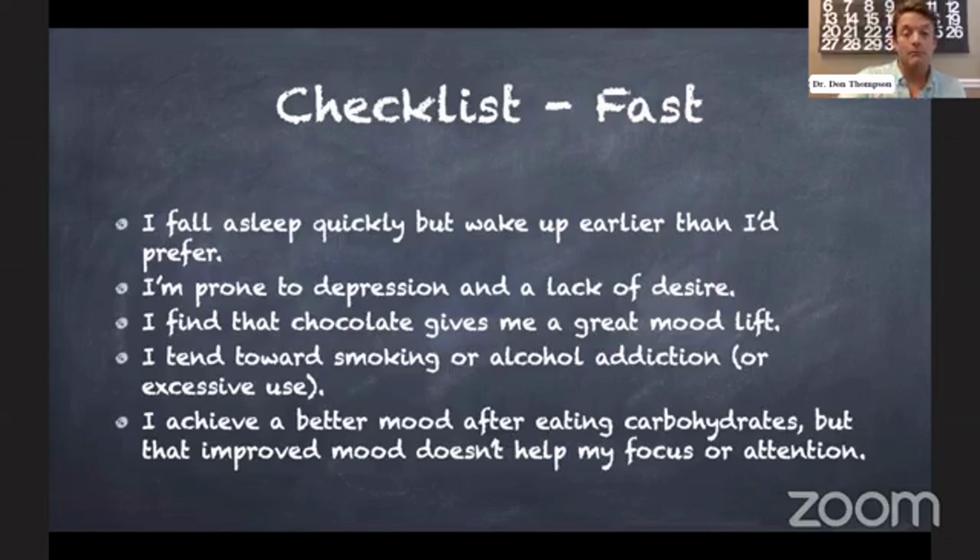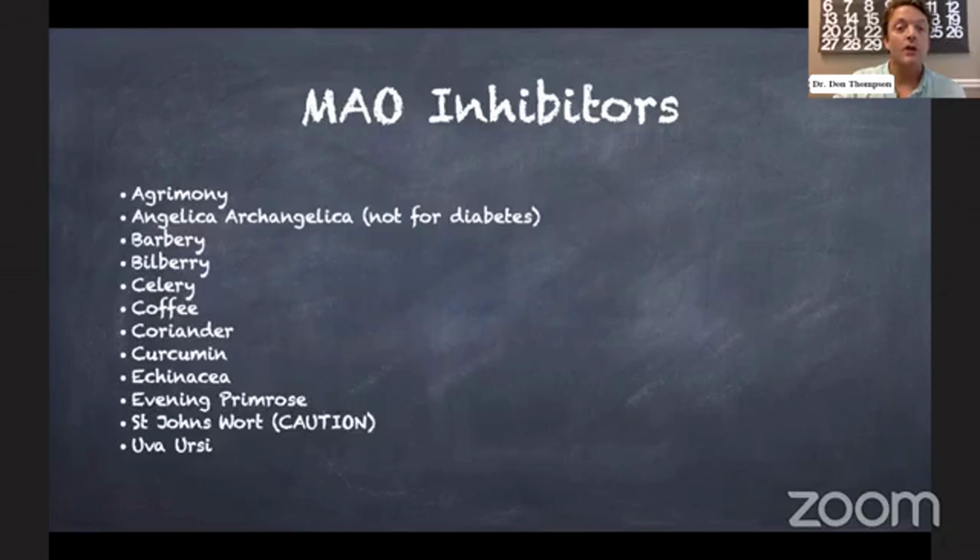So if you got 3 out of 5, consider at least testing. If you are just 5 out of 5, I mean, it's not a guarantee thing. Just check the gene. So MAO inhibitors. This is just a list of herbs that could be used. Again, the St. John's wort is down here. So that's one to honestly remember to be cautious with. So the agrimony, angelica, the barberry, bilberry, celery, coffee.